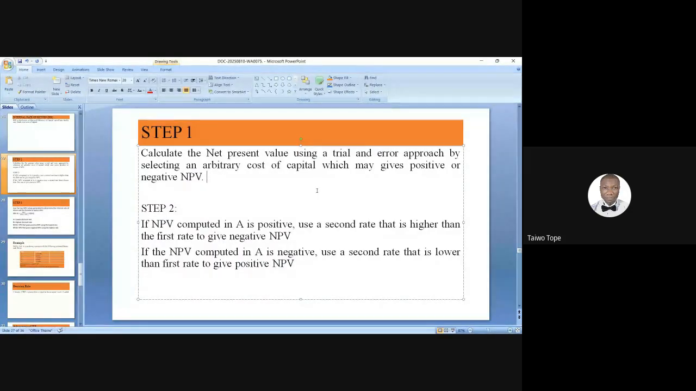So if NPV computed in A is negative, use a second rate that is what? Lower than the first rate. And that will give you what? That will give you a positive NPV. Hope this is clear, if this is your first time of coming across this.